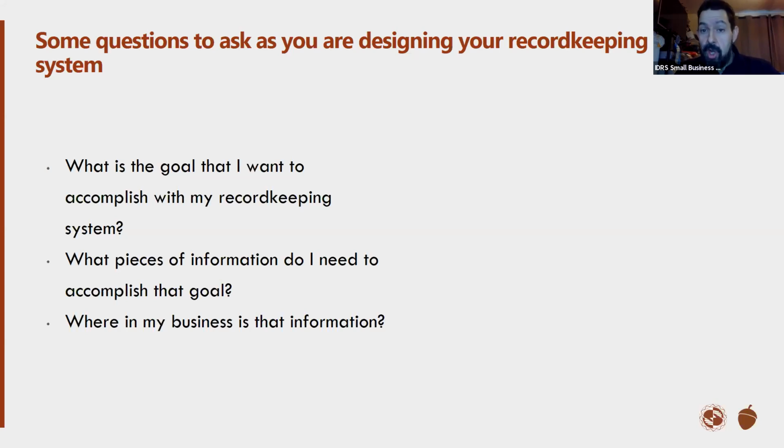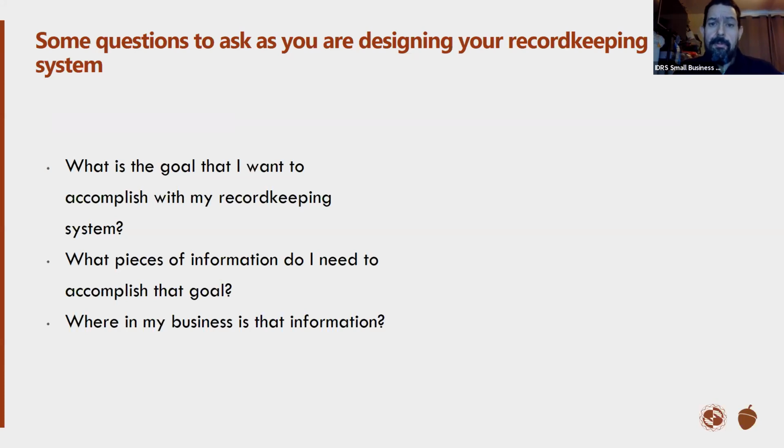And then once you get that goal, what pieces of information do I need to accomplish that goal? Maybe if it's just making it very easy to prepare a tax return, you just need to get your sales for the year, and you just need to get your receipts, and maybe you don't have a lot of those transactions and they just go into one shoebox, and you give that to your tax guy, and that's enough, right?